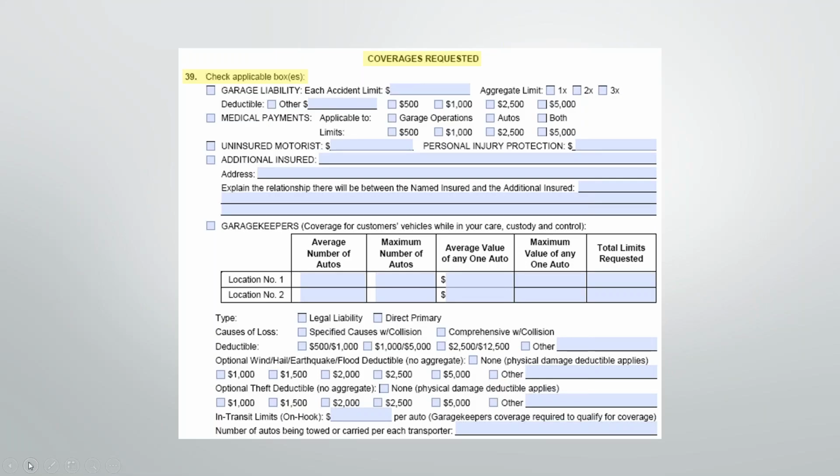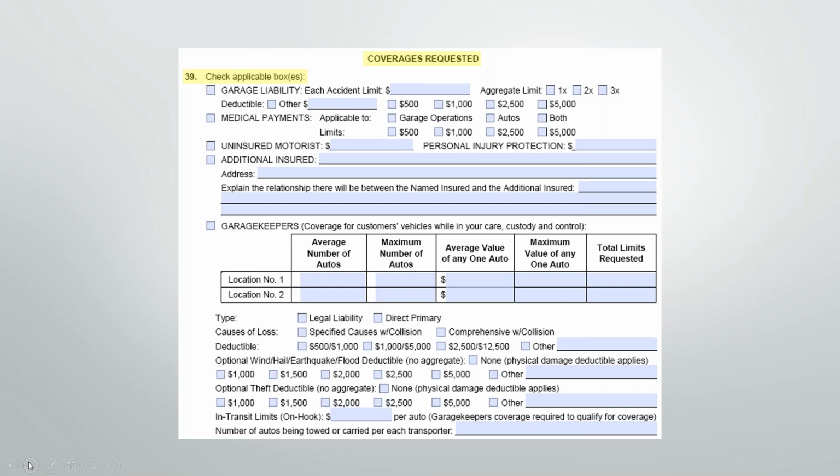I always say garage is its own language. It's very different than your typical BOP or model line liability or property policies. So a lot of people don't understand when they see garage liability. Garage liability is general liability, but it also adds on garage operations. So that's why they call it garage liability.